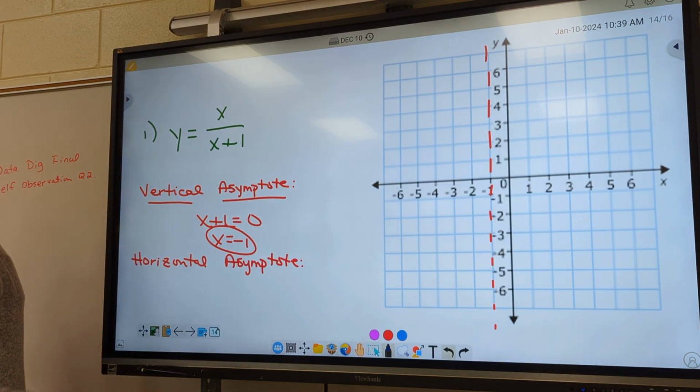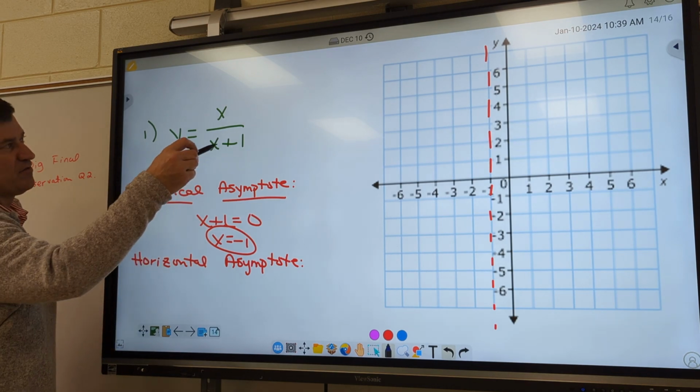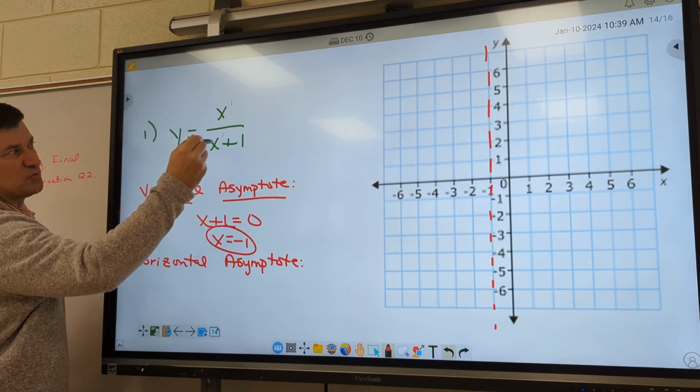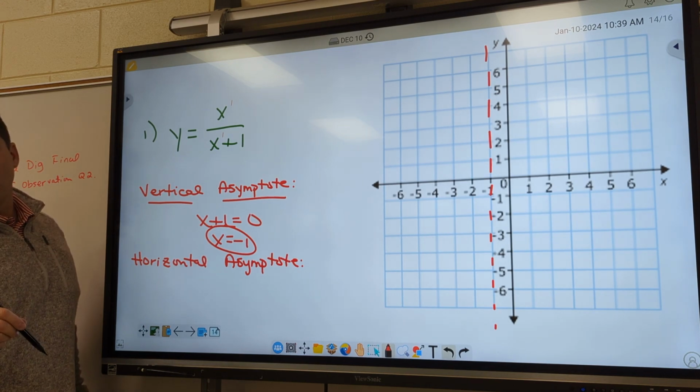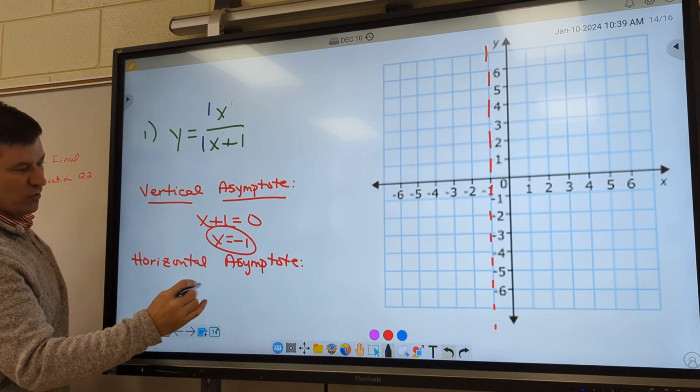All right, next, to find the horizontal, it's a little bit harder. You got to check your exponents. Does everyone see that that's an x1 and that's an x1? When they're equal, you have to divide the numbers in front, the coefficients. 1 divided by 1 is 1.